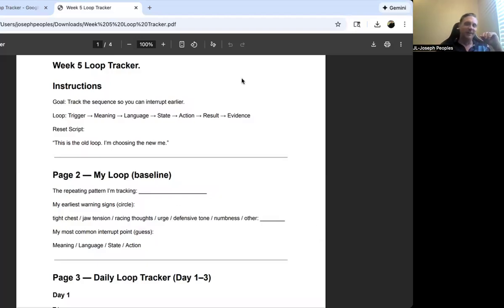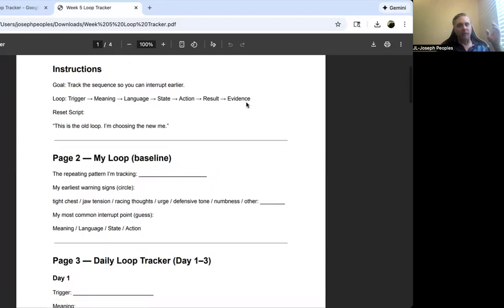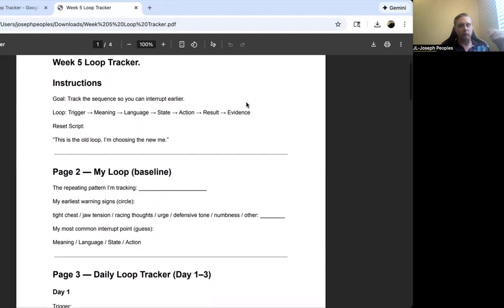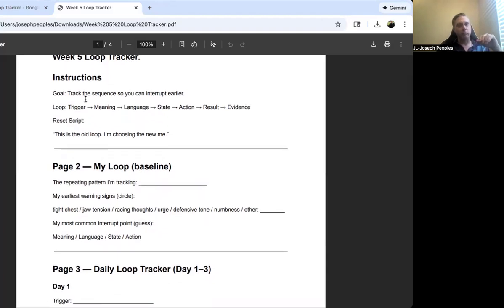All right. So the instructions are fairly simple. This is a fairly simple exercise. So let's go over the instructions real quick. The goal is to track the sequence so you can interrupt earlier. What are we interrupting? The pattern or the behavior or the habit that we don't like, that we don't want to keep repeating.